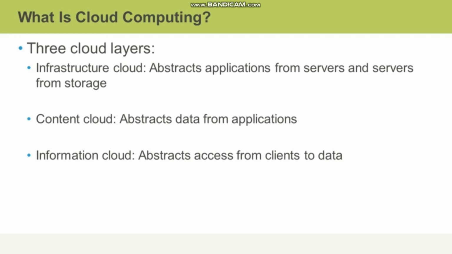And an information cloud abstracts access from clients to data. So again, it's the same concept. It simply separates the device usually from the data. So you're accessing the information from some kind of device from somewhere. Again, it really does not matter. You can simply access that data from anything, from anywhere. So those are some of the primary concepts when dealing with cloud computing.